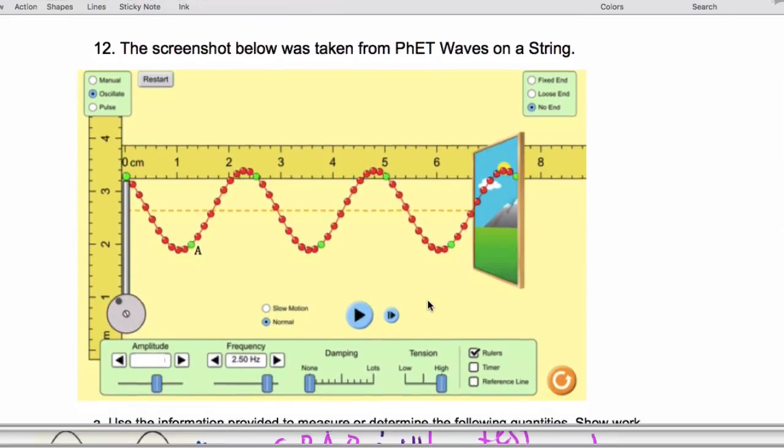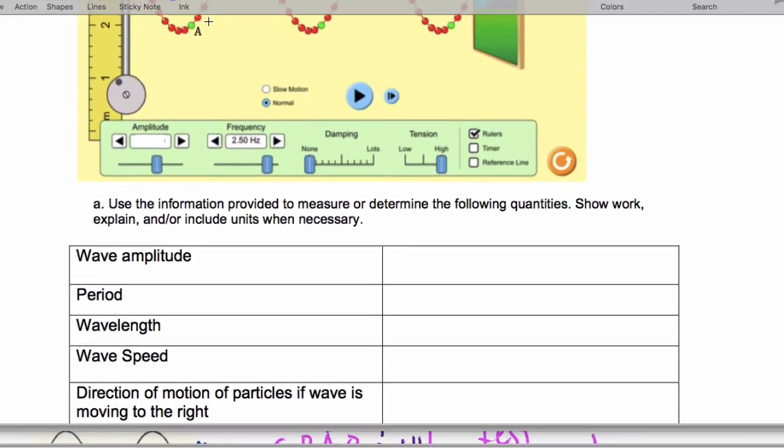Hey students, I wanted to make sure that I went ahead and took a look at the last problem again. Sorry about the sound issue. I'm going to just correct this now.